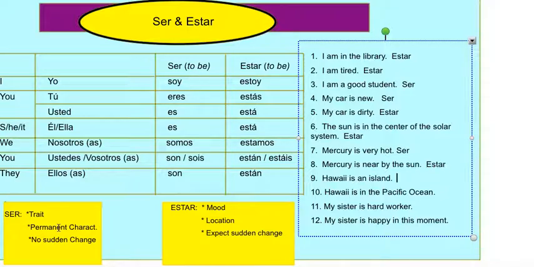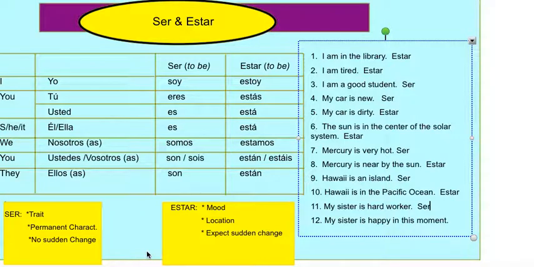Hawaii is an island. Well, you are making a definition. Hawaii is an island is a permanent characteristic. Ser. Hawaii is in the Pacific Ocean. Location. Estar. My sister is a hard worker. Am I defining a mood or a trait? Well, it's a trait. Ser.